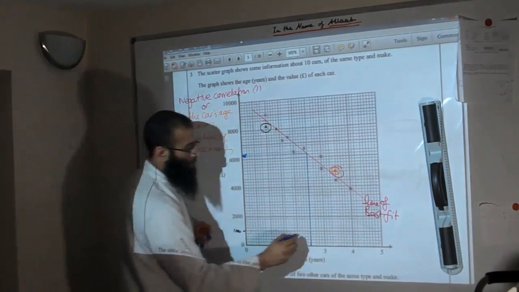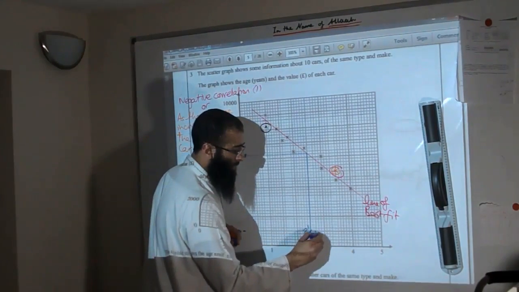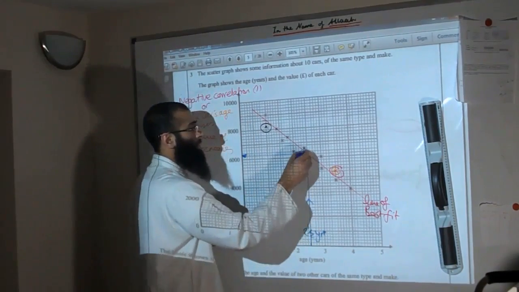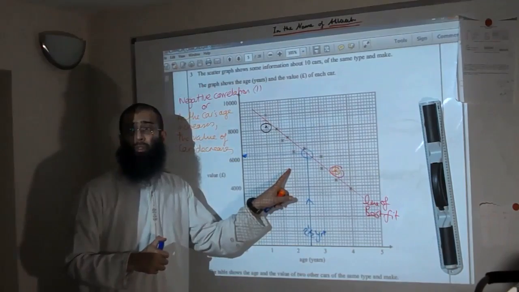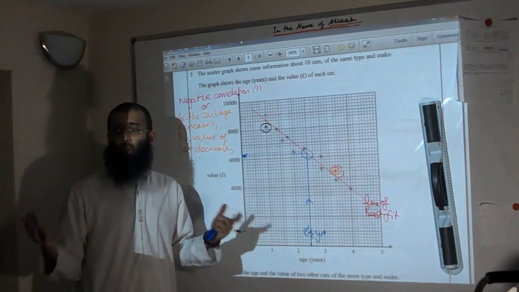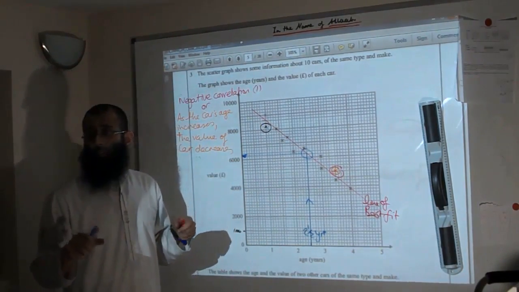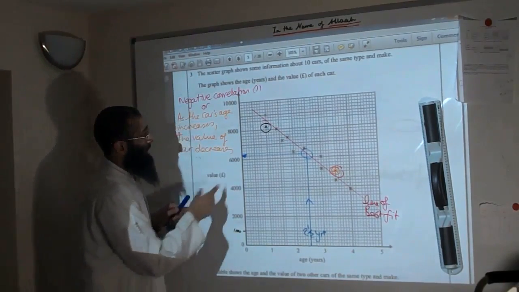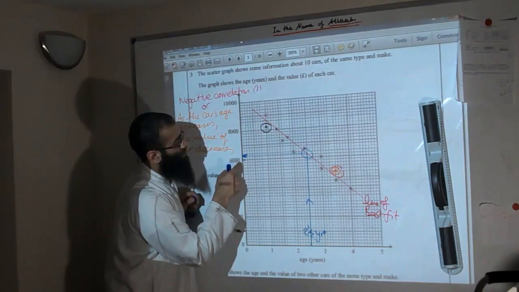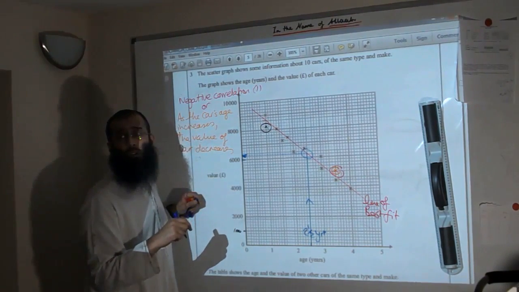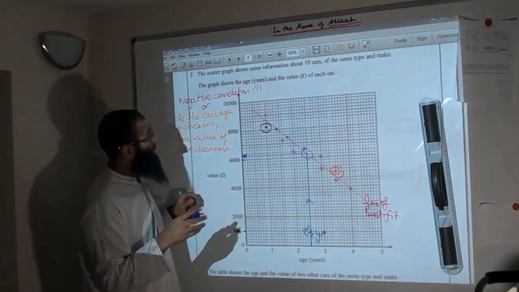Okay, now here's the 2.5 years. It hits the straight line right about there. I've seen students do this in exam papers without the line. They must have some magical powers, and they know when to go across. Okay, now, on my graph here, I'm getting approximately 6,000, about 6,200. 6,200 roughly.